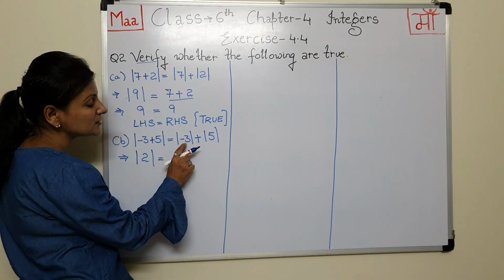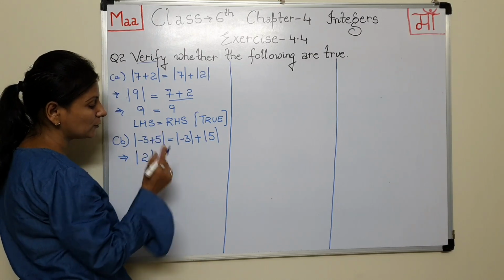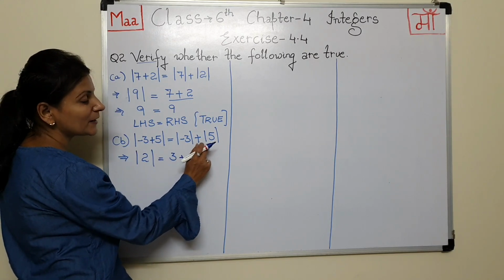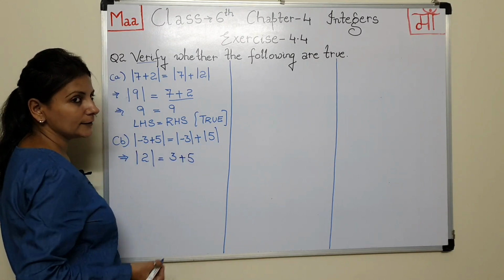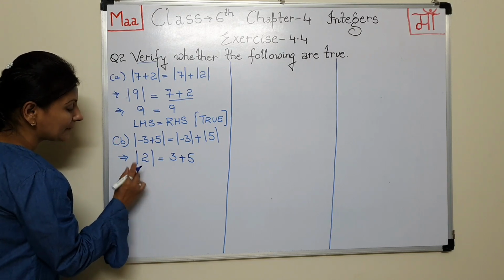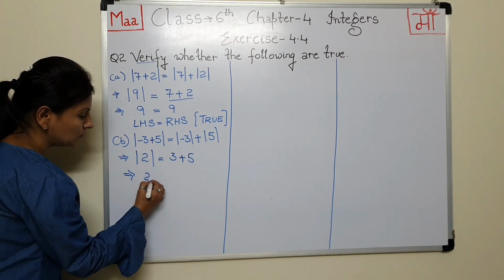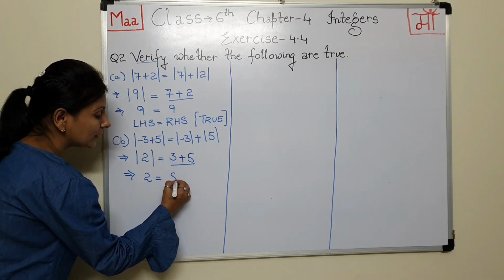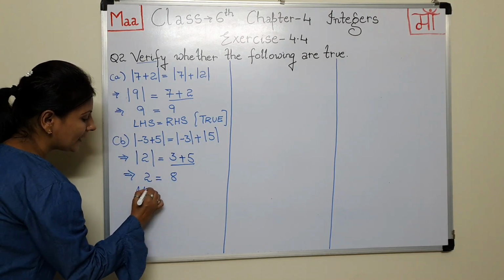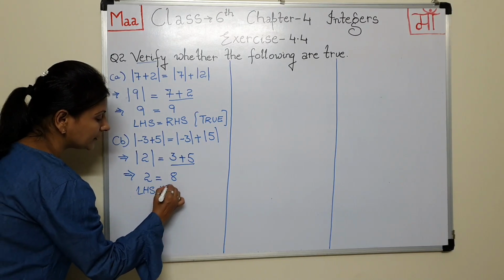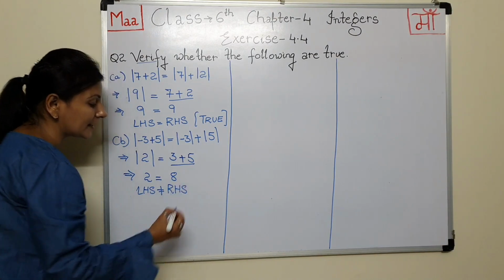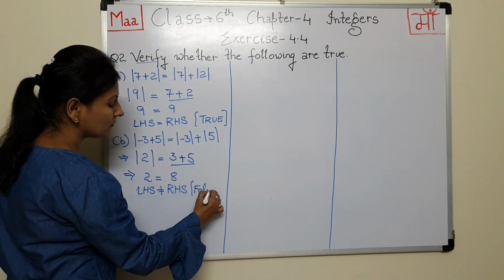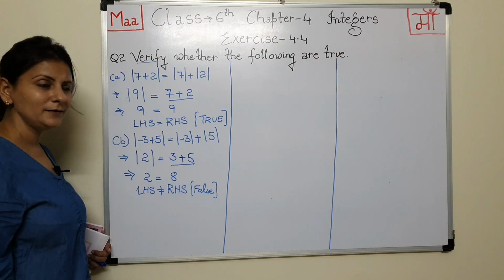Here minus 3, bring this minus 3 outside the bar. Absolute value of minus 3 will be only the numerical value 3, and the absolute value of 5 will be 5 only. Fine. Now in the next step, absolute value of 2 will be 2, and here add 3 plus 5. So 3 plus 5 will give you 8. Here you can see that LHS is not equal to RHS. So this will be what? It will be false. Fine.